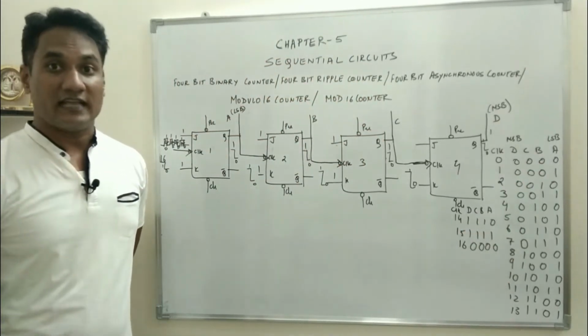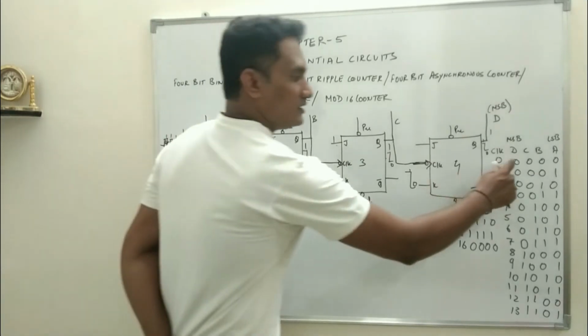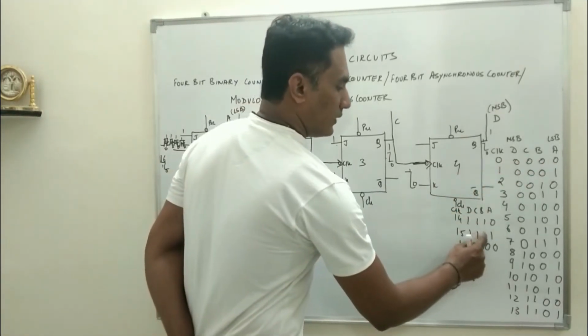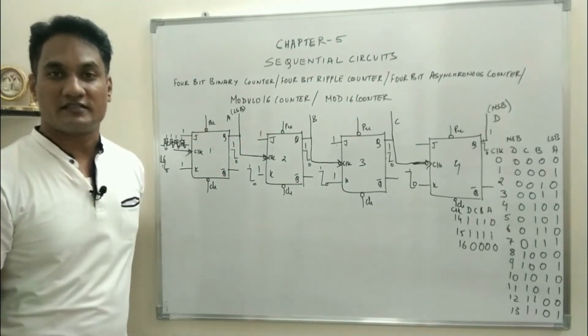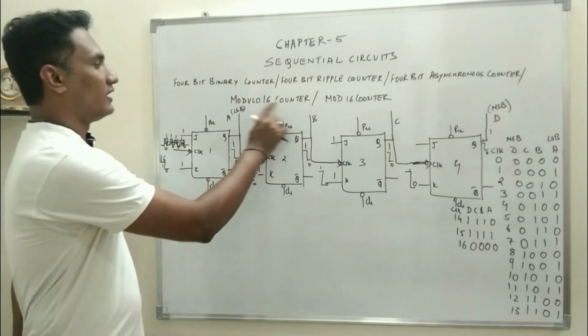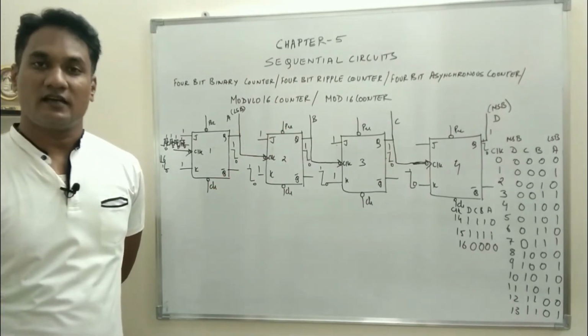So the discrete states, that is different states, are from 0, 0, 0, 0 to 1, 1, 1, 1. So the total number of discrete states is 16. Therefore it is called a modulo 16 counter.